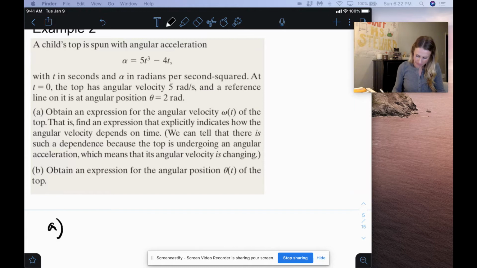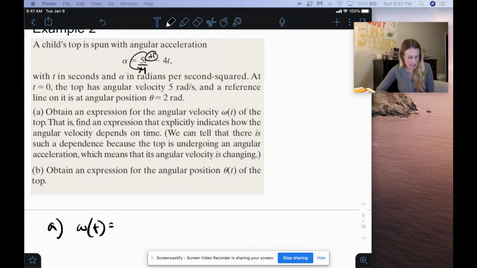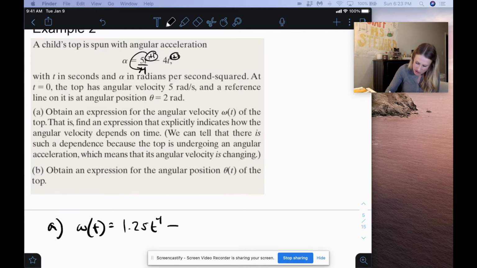So for letter A, when we are finding the angular velocity with respect to time, remember first we add 1 to the exponent, and then we divide the whole thing by that new exponent. So we get 5/4 times t to the 4th power, which is 1.25 t to the 4th, and then minus, and this, of course, is just like an imaginary exponent of 1. We add 1 to that, so we get 2. We divide 4 by 2, so that ends up being 2 times t squared.